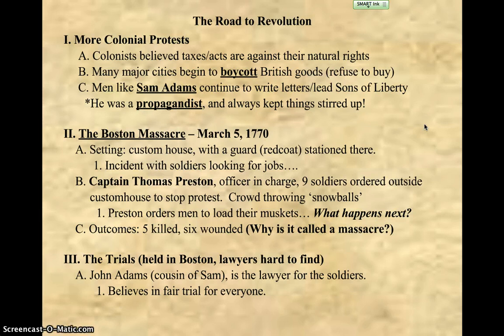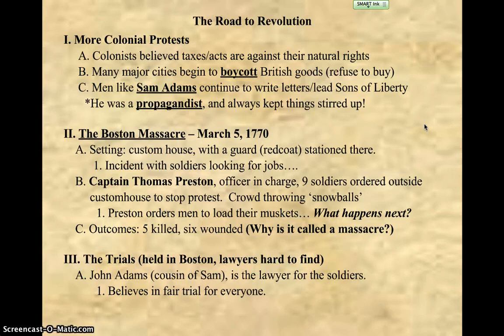You have men like Sam Adams, who continue to write letters and lead a group called the Sons of Liberty. Sam Adams was one of the guys who created the Sons of Liberty, and he's writing to all of his friends from across the colonies, guys like Ben Franklin and Thomas Jefferson, keeping them updated. They're kind of like pen pals, and they continue to come up with ideas of how they can get to the king and make him upset, kind of like you and your brothers or sisters. If you are upset or angry with your parents, you almost plot together to get back at them for certain things.